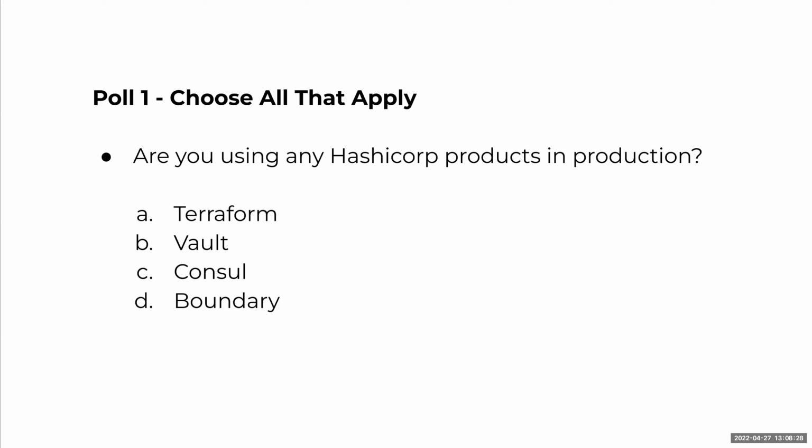For those of you who don't know, Terraform obviously is our infrastructure automation tool. Boundary is the newest member in the family here. And the results: 80% of participants have Terraform in production, 33% have Vault and Consul, and 3% Boundary, which is very nice. Excellent, thank you.